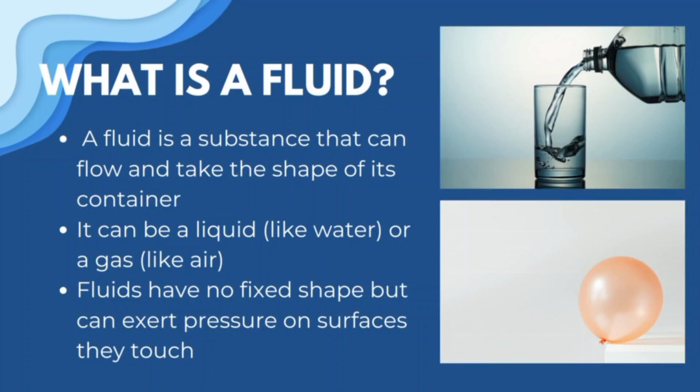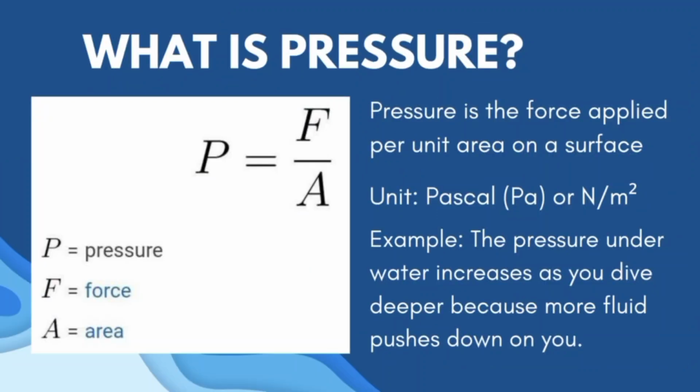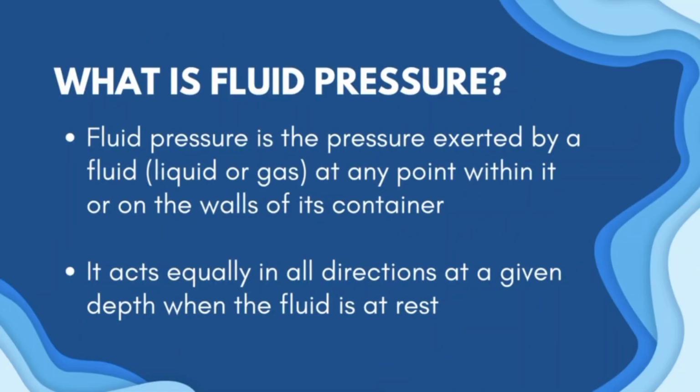Next, let's talk about pressure. Pressure is the force applied per unit area on the surface. The formula is P equals F over A, where P is pressure, F is force, and A is area. The unit of pressure is the Pascal or Newton per square meter. A simple example, when you dive underwater, the pressure increases as you go deeper because more water pushes down on you.